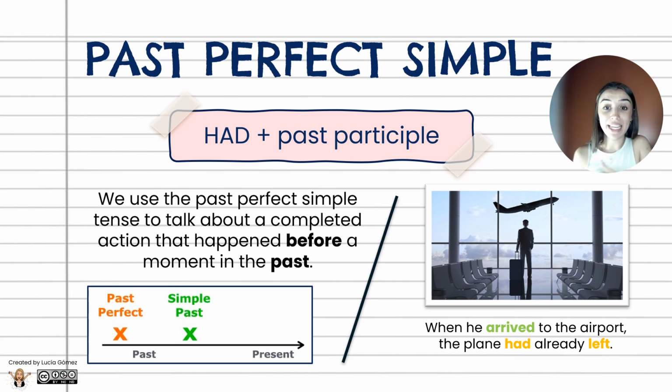Present perfect simple is a tense that was used, remember, to talk about an action that happened in the past but present consequences. You may remember the example of I have broken my arm.